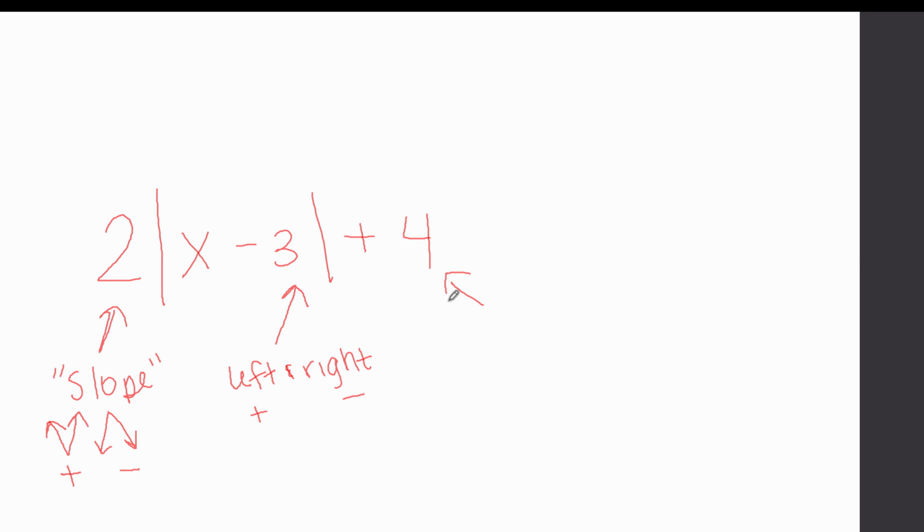The last number is what determines the up and down movement. Up will be positive, down will be negative. Because this is a +4, this will be moving up 4 units on the y-axis.